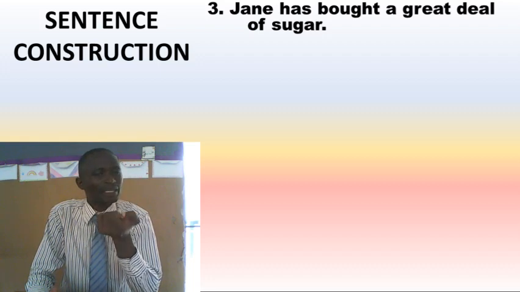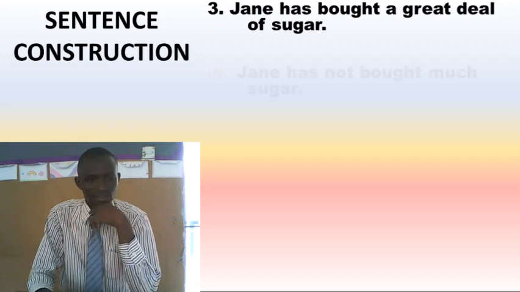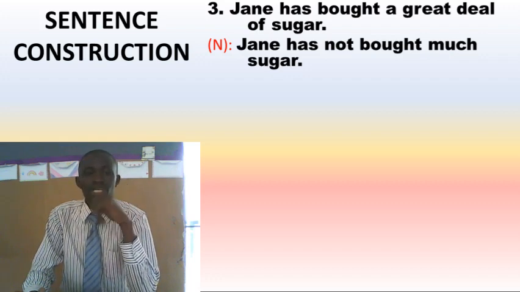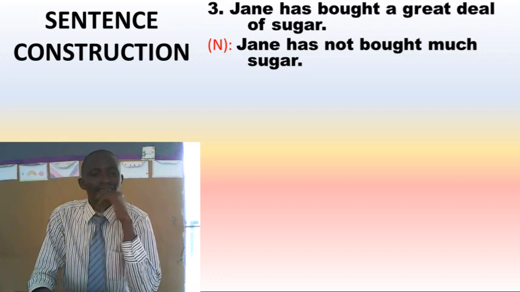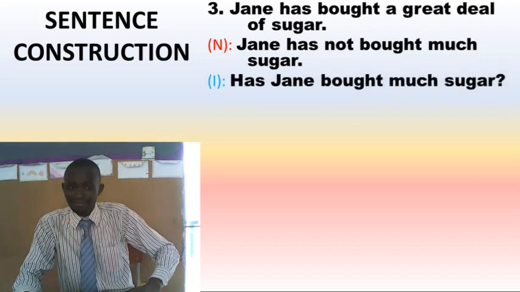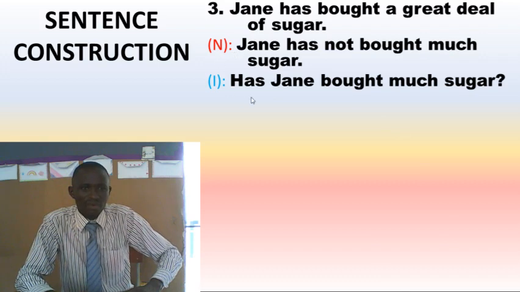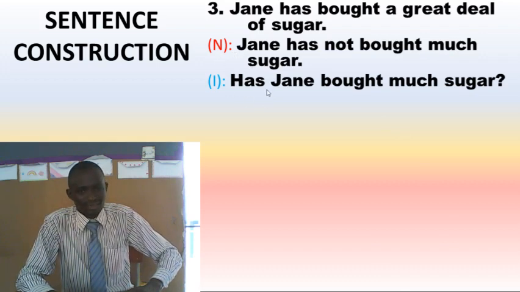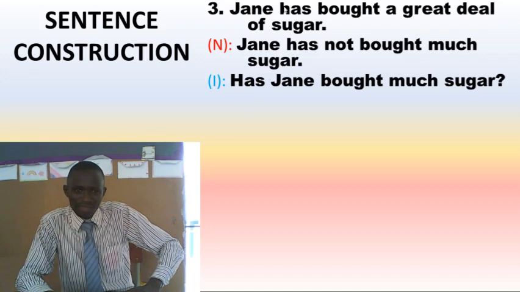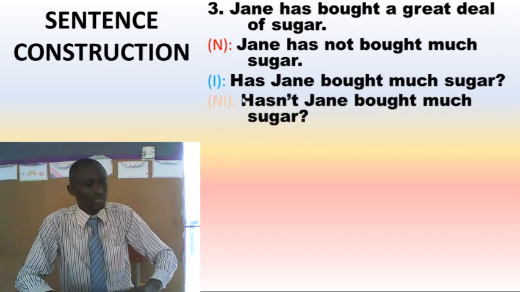Shall we change it to interrogative form? Just use the helping verb given and develop a question out of it. First of all, we have, Jane has not bought much sugar. Then, interrogatively, we shall say, yes, I believe you have the answer as, has Jane bought much sugar? That is it. Just take keen attention on how to develop the questioning word. Our questioning word here is has, which appeared in our sentence, Jane has bought a great deal of. So that very helping verb is what we use for our questioning word. And therefore, we can also say, hasn't Jane bought much sugar?